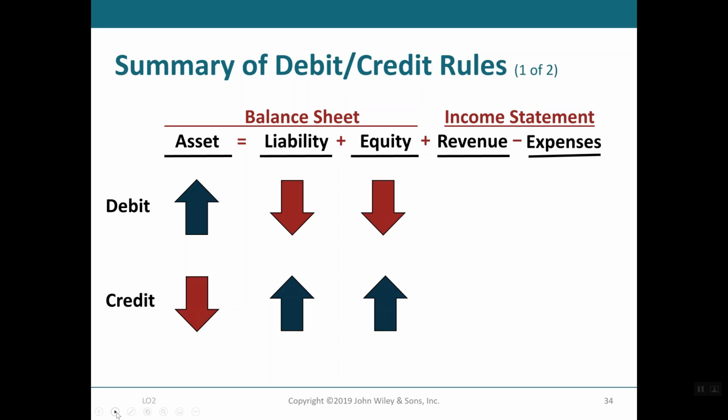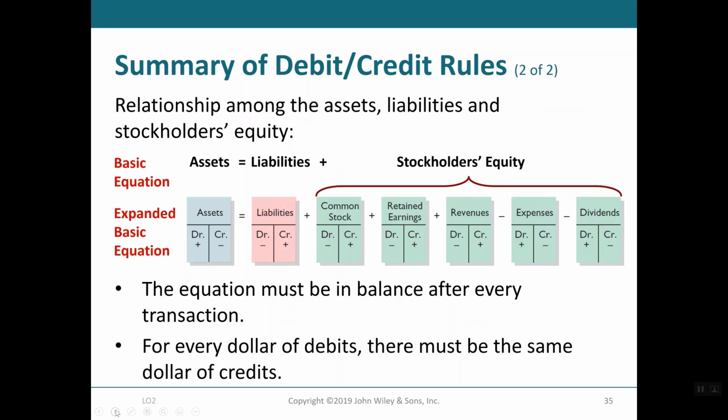My apologies. An increase in revenue is a credit, a decrease in revenue is a debit. Okay? And then lastly, an increase in expenses is a debit, and a decrease in your expenses is a credit. Okay, so you look at the ways the arrows are going, right? So assets, expenses, and dividends all have debit balances. Your liabilities, equity, and revenues all have credit balances.